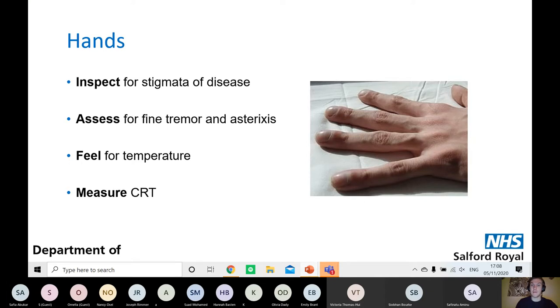So you can see here, if you take a look at those fingertips, you can see that they're clubbed, and you know how to check for those. You're going to be guiding the patient's hands up, because they find it really difficult to follow this movement, so that you can see that window.